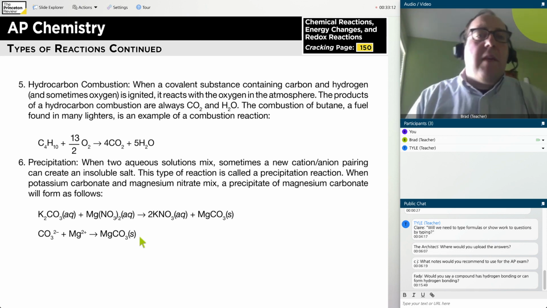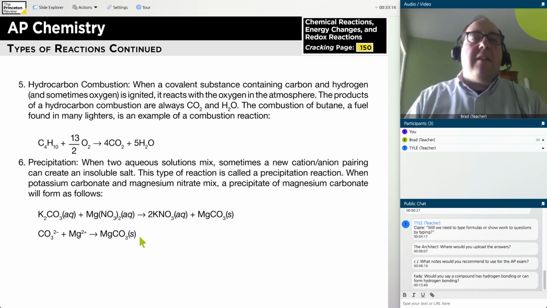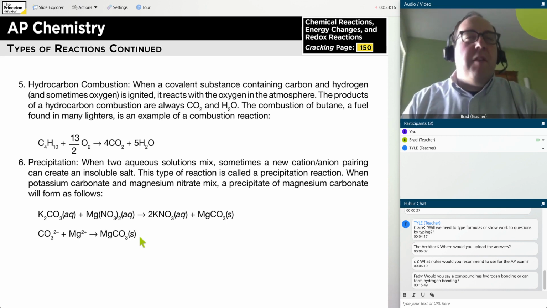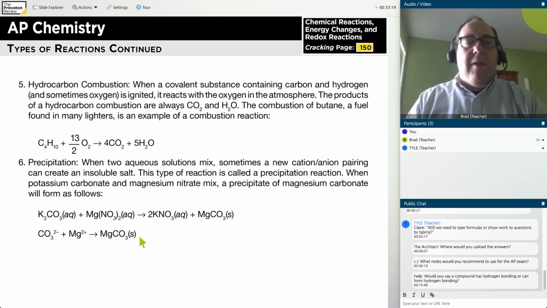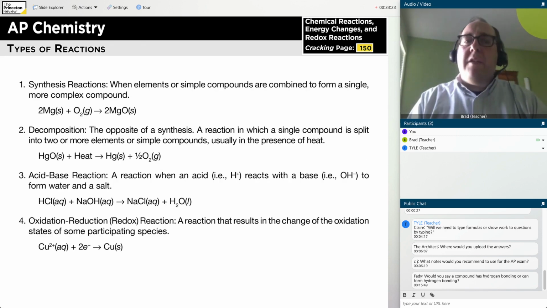Solubility rules are something you would want to write down or have easy access to rather than memorizing, because those can be a little difficult to memorize in my experience, because there's a lot of them. These are all the different types of reactions. You're going to want to be familiar with all of these. Like I said, acid base is off.